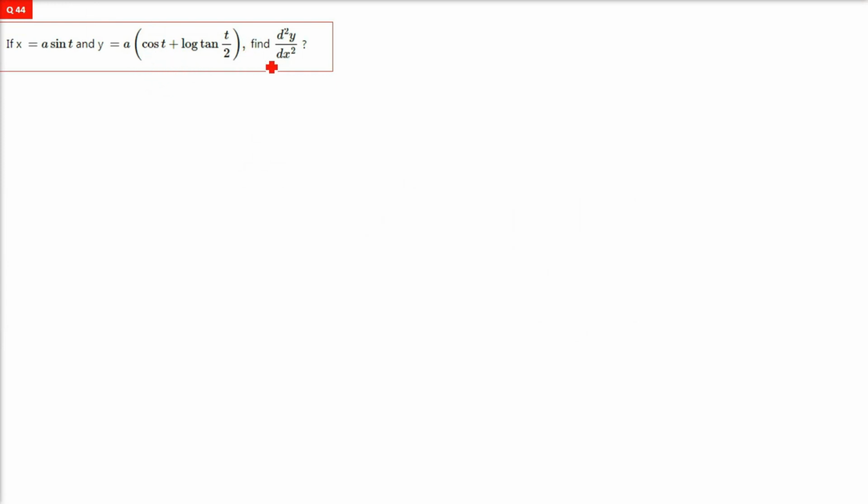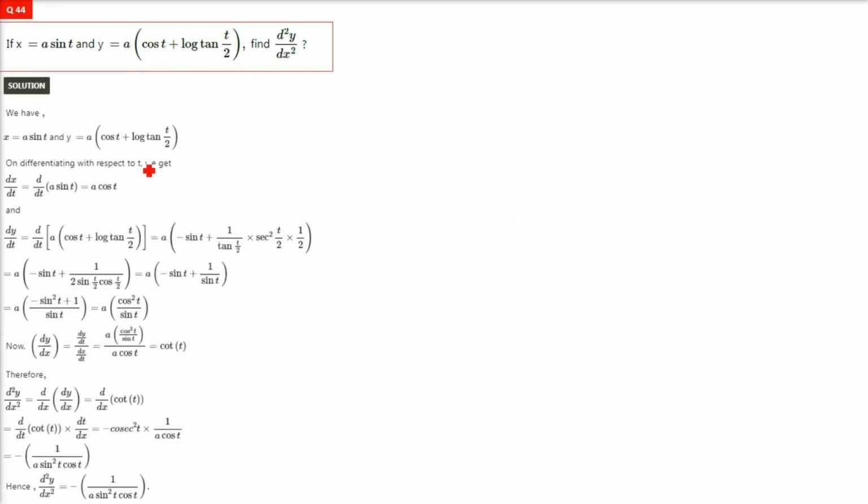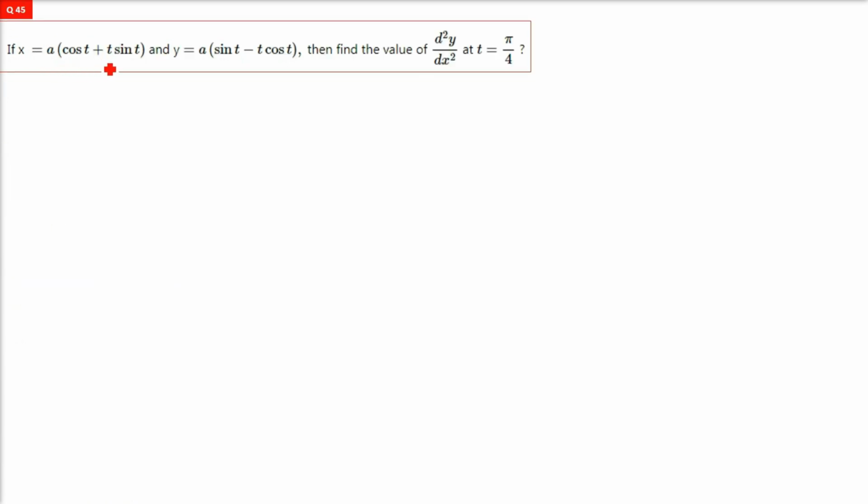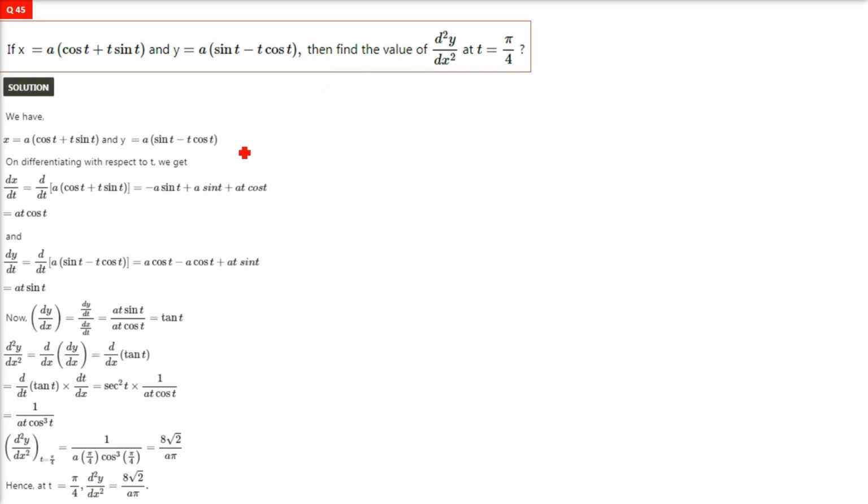Just now we have computed one question. So this question I leave it for you. I am also giving you certain hint here as a solution for your reference. If you are stuck somewhere, you can have a look here. Now x is equal to a cos t plus t sin t, y is equal to a sin t minus t cos t. Then find the value of d2y by dx2 at t equals pi by 4. As I said, this question at t equals different values we have already done.